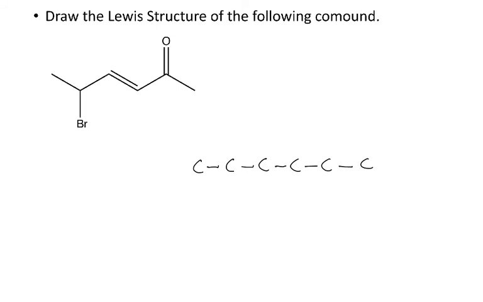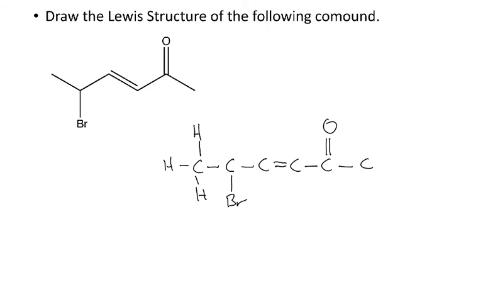On the second one I have a bromine. Then on the third and fourth carbons I have a double bond. And then on the second to last carbon I have a double bond to an oxygen. Now all I need to do is fill in my hydrogens. The first carbon only has one bond, so it must have 3 hydrogens, because carbon has to have 4 bonds.